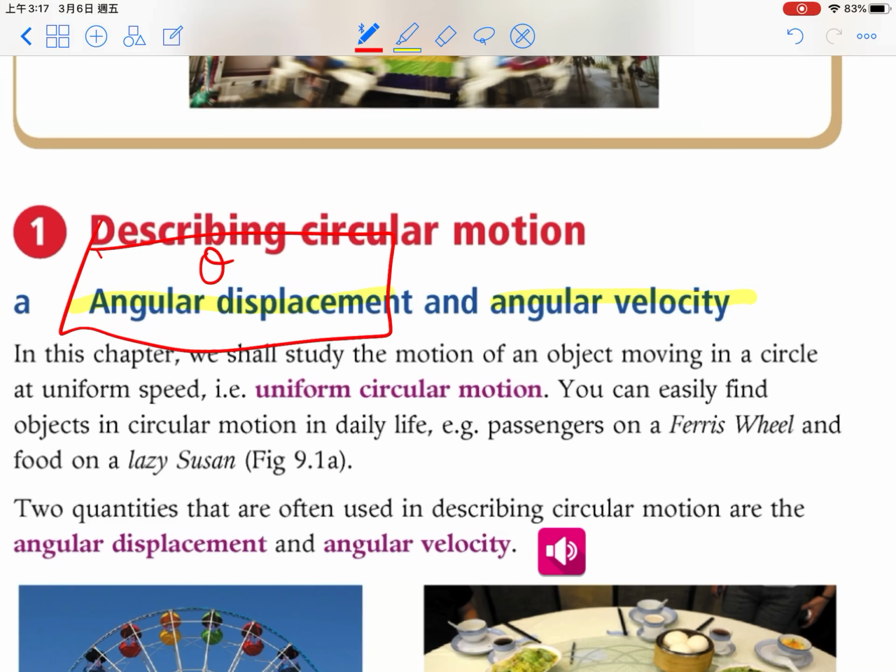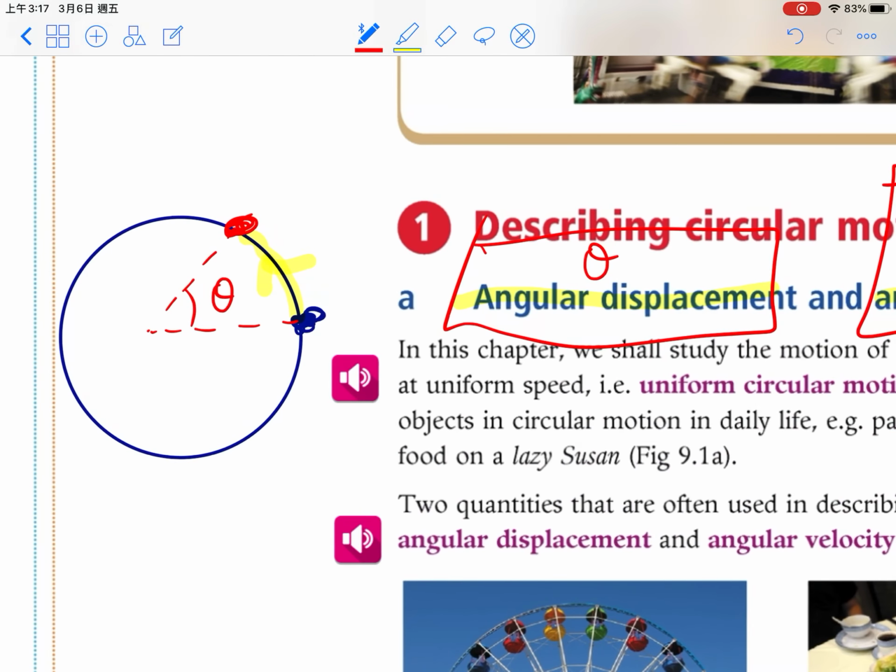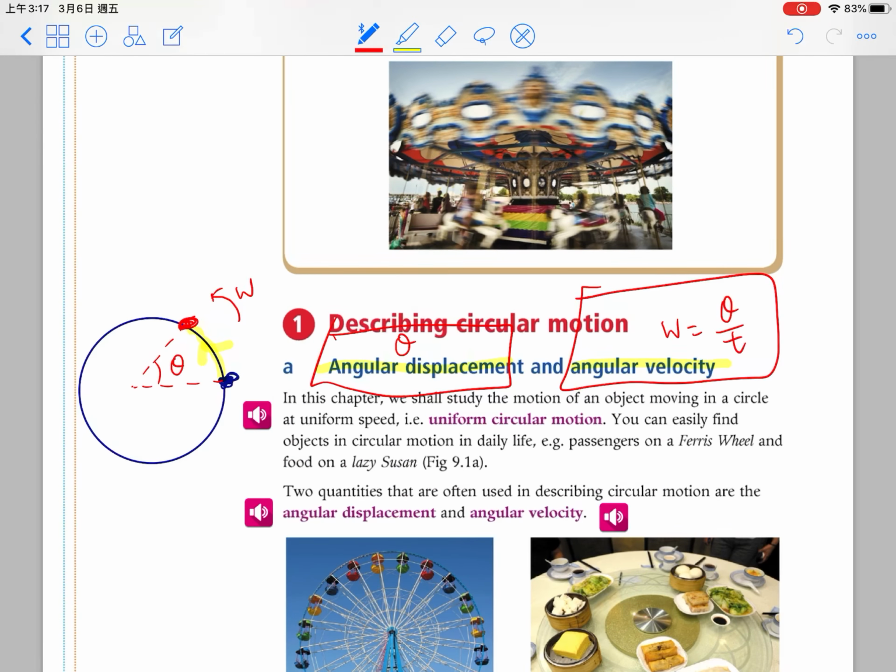And for the angular velocity, it will be theta over t. Displacement over time is velocity. So w equals theta over t. w is the label of angular velocity. We call this label omega. So we have the equation omega equals theta over t. For the picture, we draw it like this: omega, angular velocity. It has direction. The direction is anti-clockwise.